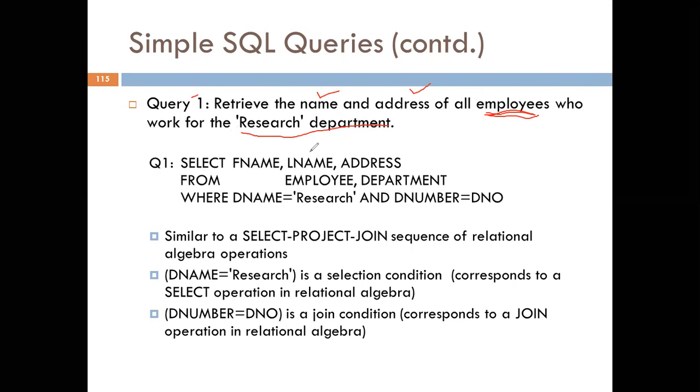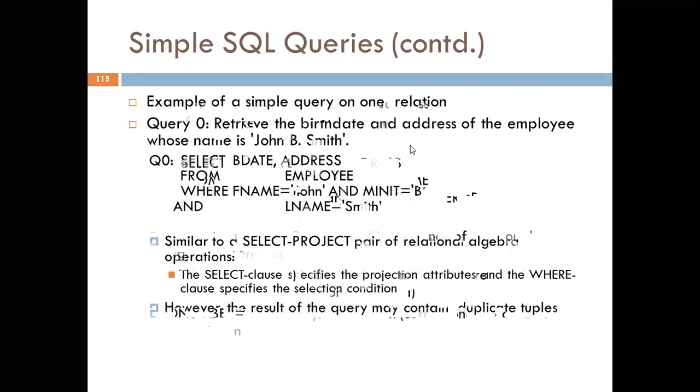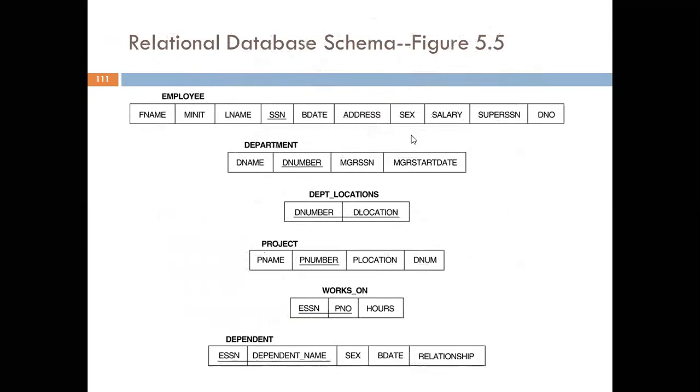So in which table is this information present? Again, for that we need to look at the schema. We need a name. Name means first name, middle name and last name. Along with that we need the address of all the employees who work in the research department. These four attributes that we need are present in the employee table. But the department name, that is research, is present in the department table.